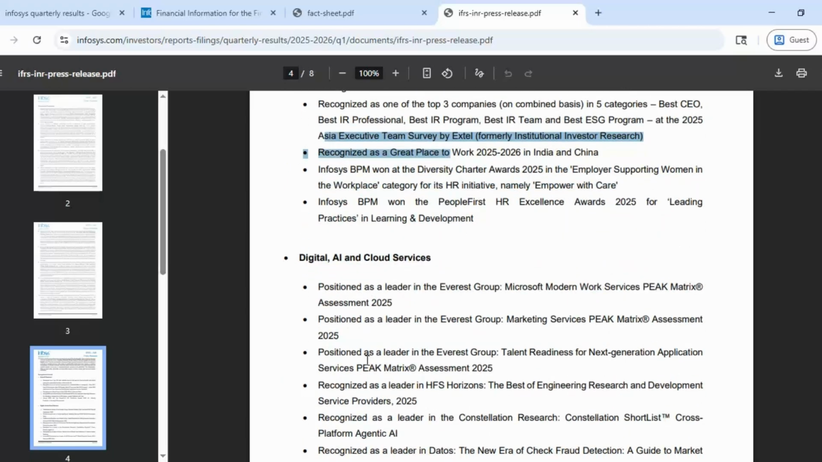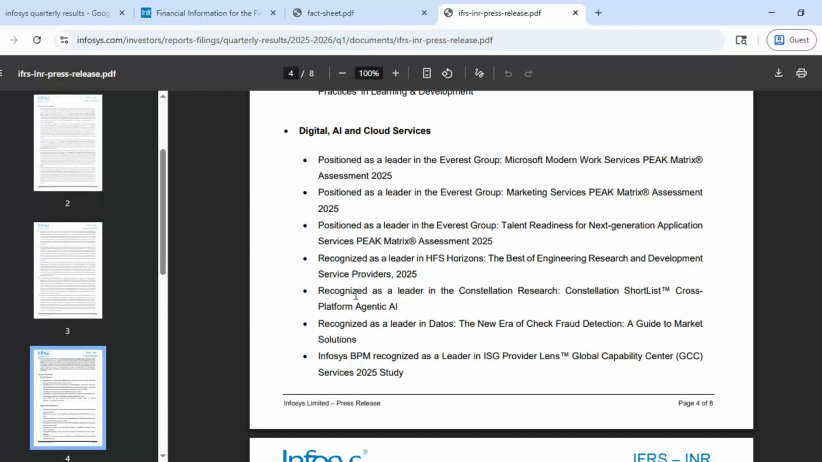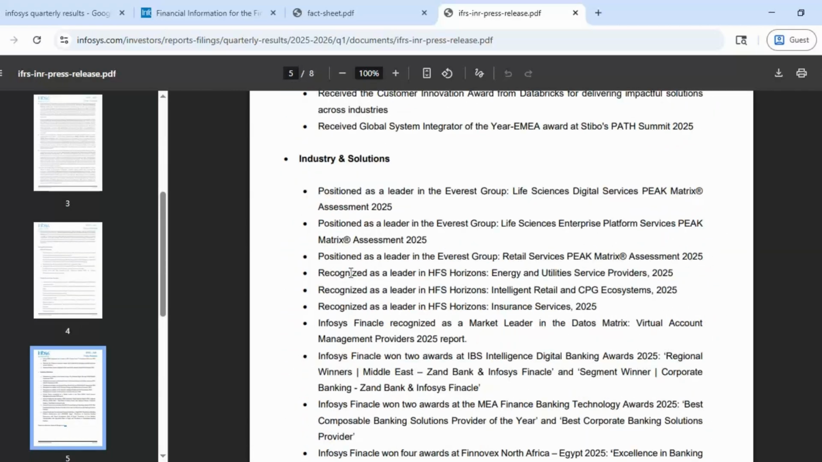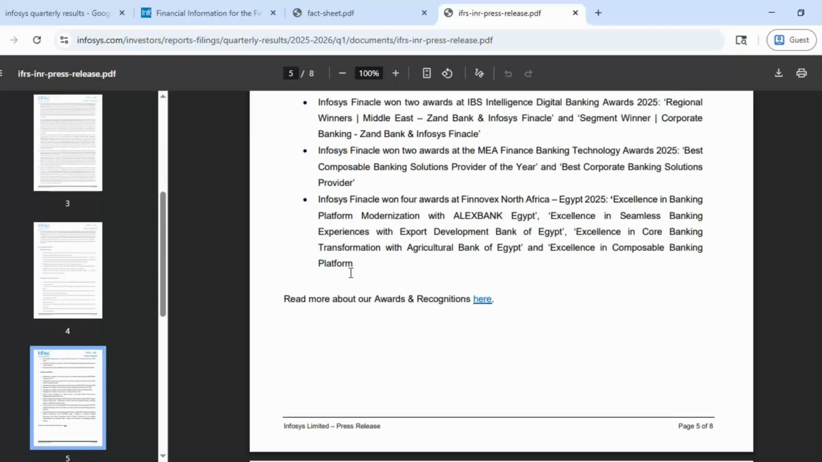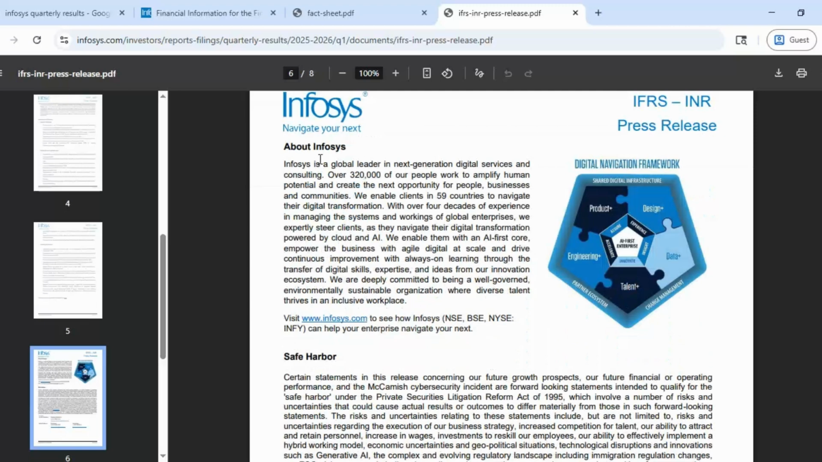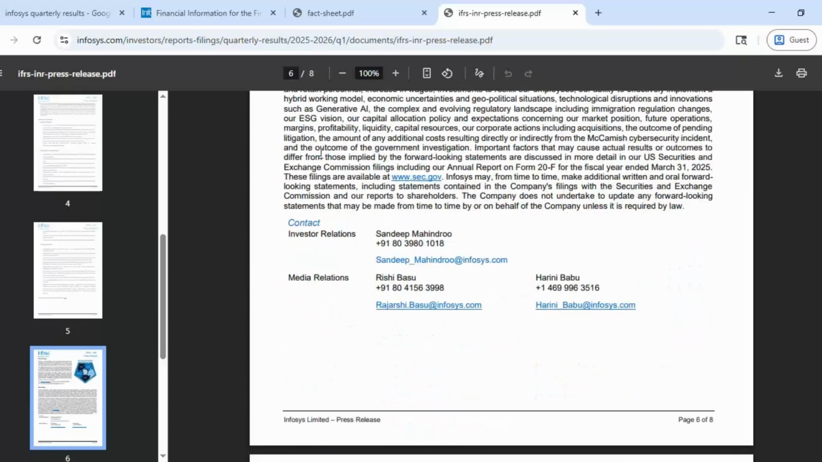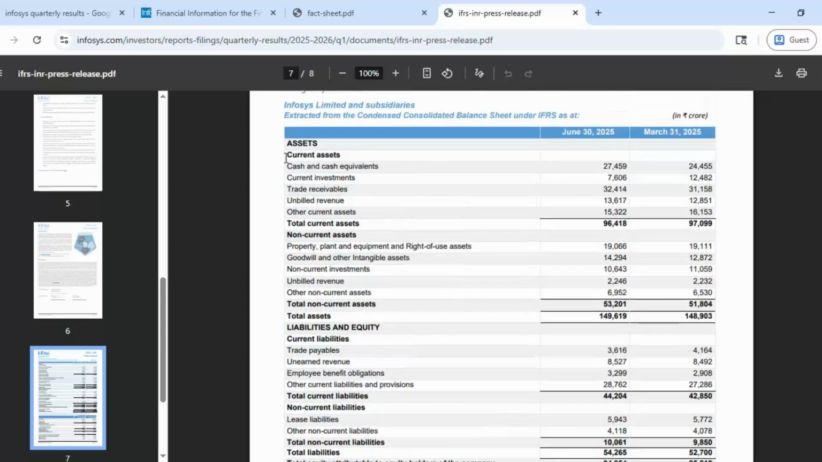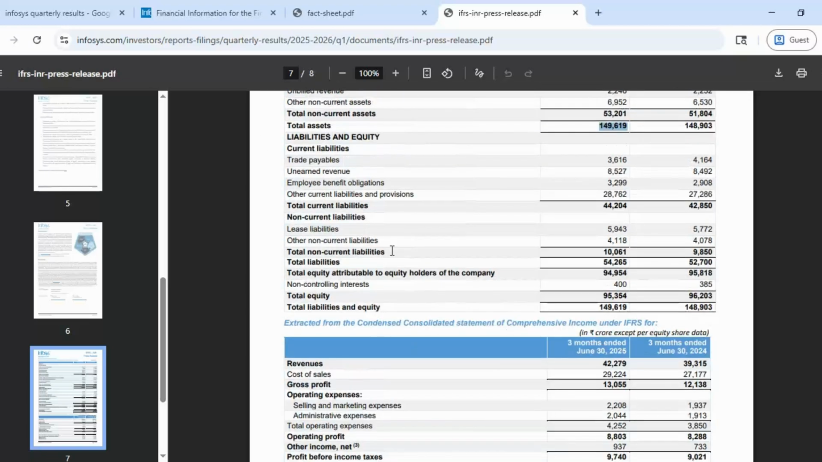So that is it. And what else? Now if I come down, these are all the industries and their brand value. And this section is mostly legal and company description. You can ignore it. Now here is the balance sheet. So this is the asset section, the asset and the liability.